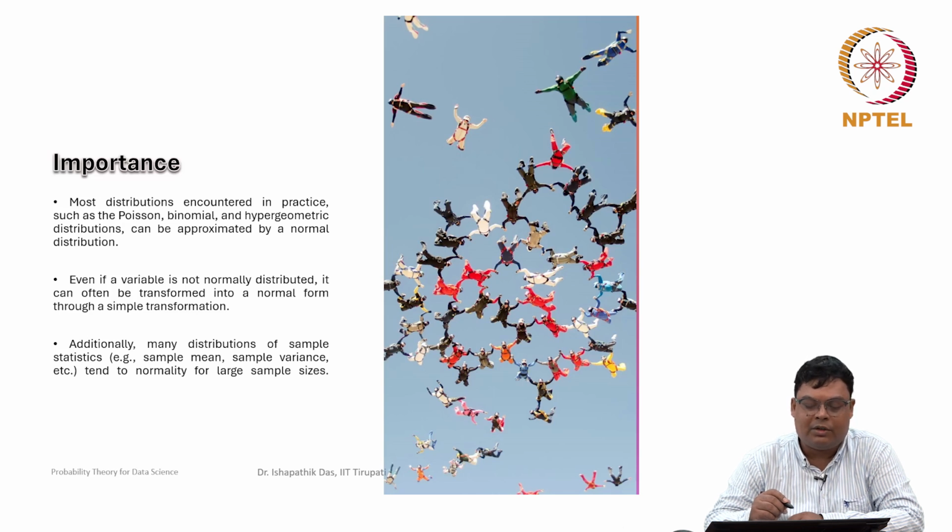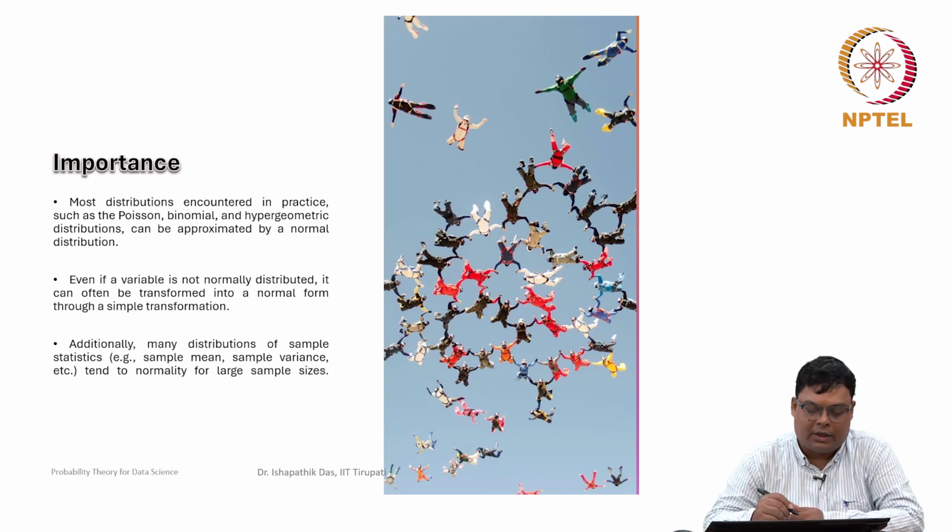Even if a variable is not normally distributed, it can often be transformed into a normal form through a simple transformation. Additionally, many distributions of sample statistics will be very important later on, when we discuss the sampling distribution in statistical inference. For example, what will be the distribution of the x bar, what will be the distribution of the sample variance S square.